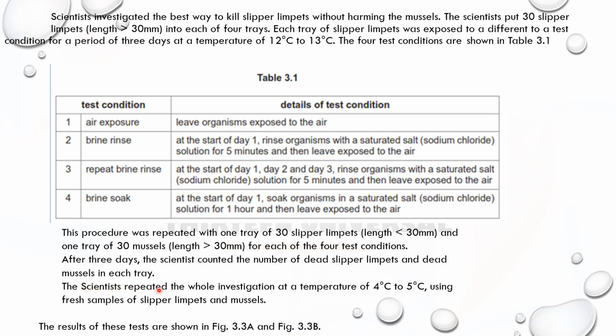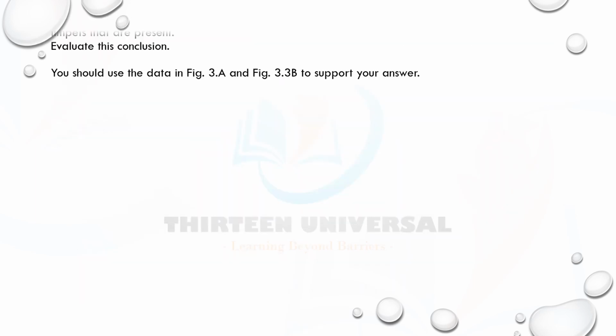The scientists repeated the whole investigation at a temperature of 4 degrees Celsius to 5 degrees Celsius using fresh samples of slipper limpets and mussels. The results of these tests are shown in 3.3a. So look at it, guys.